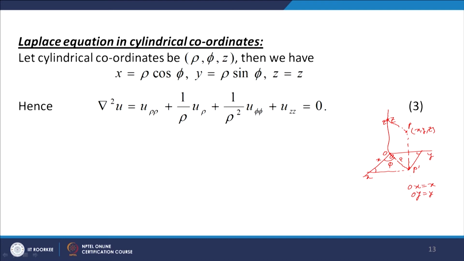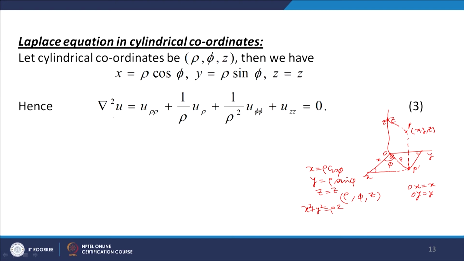Now, x equal to rho cos phi, y equal to rho sin phi, and z equal to z. So these coordinates rho, phi, z are called cylindrical coordinates, and they are related to the Cartesian coordinates x, y, z by the relations x equal to rho cos phi, y equal to rho sin phi, z equal to z. And so from here we can see x squared plus y squared is equal to rho squared.